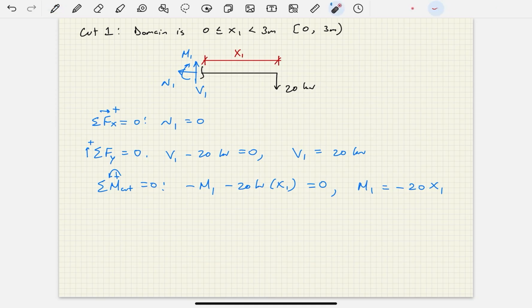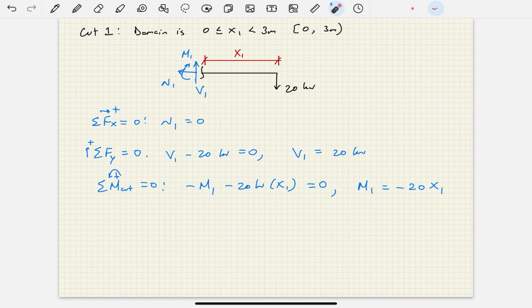So are these functions? Well, yeah, these are functions. Now, it just so happens that N1 and V1 are constant functions, and M1 is linear. You have M1 as a function of x1, and the slope of that linear function is this negative 20. Of course, this function collectively carries units of kilonewtons times meters, because the 20 has units of kilonewtons and x1 is a distance or a location in meters.